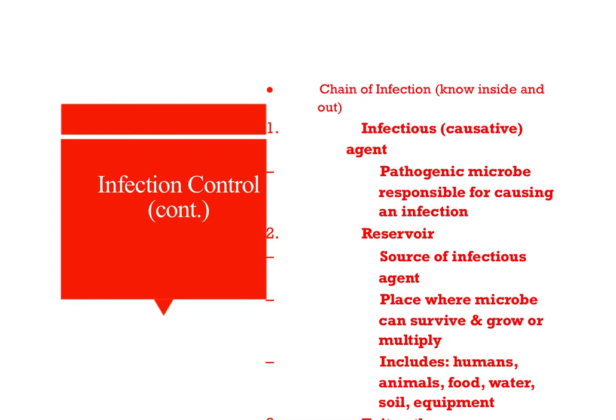The infectious agent is the pathogenic microbe responsible for causing the infection. Next, we need to have a place where that infectious agent can survive, grow, and multiply. We call that the reservoir, okay? You need to know this. The reservoir is the place where the microbe or infectious agent can survive, grow, and multiply. You need to know examples of reservoirs, okay? We have animals, food, soil, equipment, water, okay?